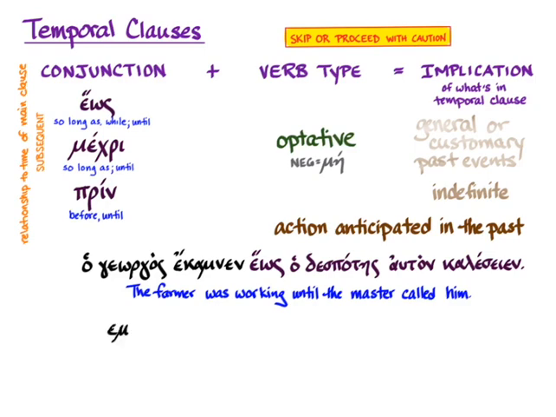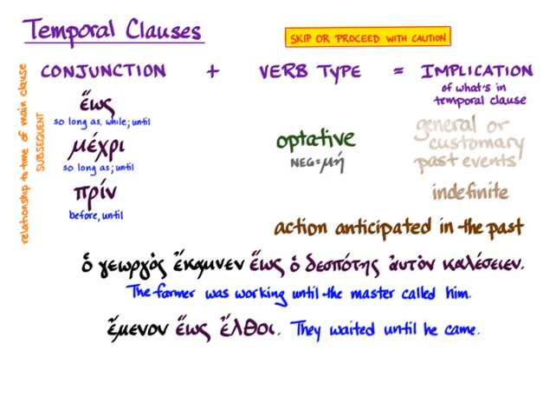So an example here would be emenon heos elthoi, and English would translate that, they waited until he came. The implication is they remained expecting that he would come. So it's talking about their expectation about something else happening in the future, and that's why the optative is there.